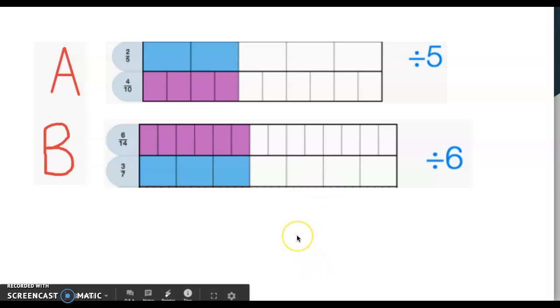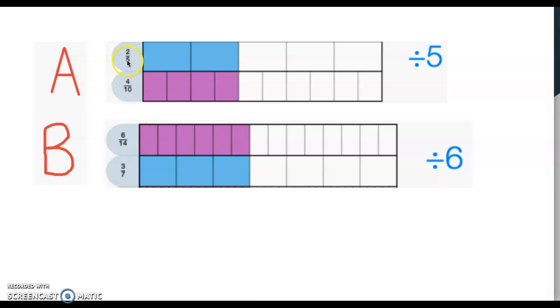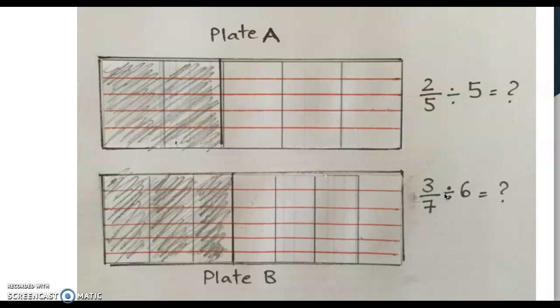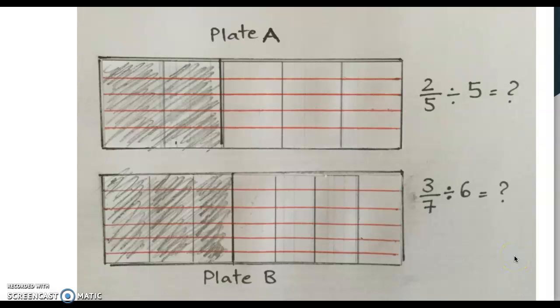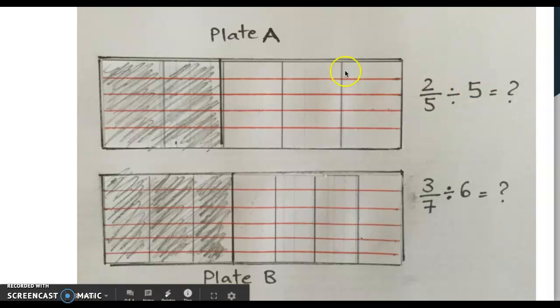In these diagrams, as a bar model, you will see that 4/10, or the equivalent fraction of 2/5, needs to be divided by 5, and 6/14 and its equivalent fraction of 3/7 needs to be divided by 6. This is done for plate A and for plate B. What is the response? Please pause, look at the pictures, and try to find out what would be the share of each person for each plate by looking at these two diagrams.